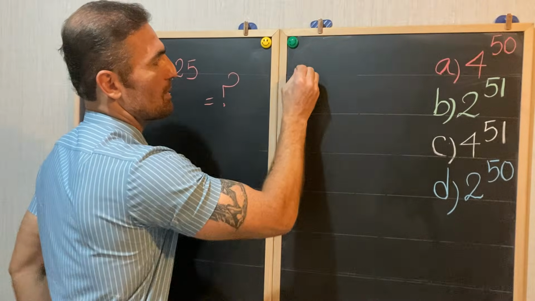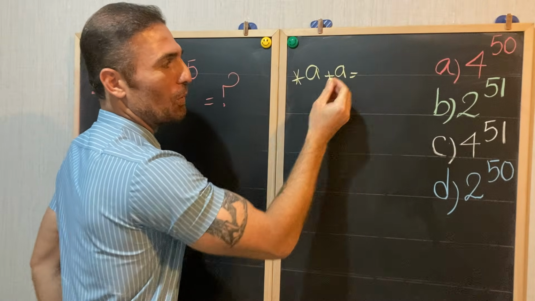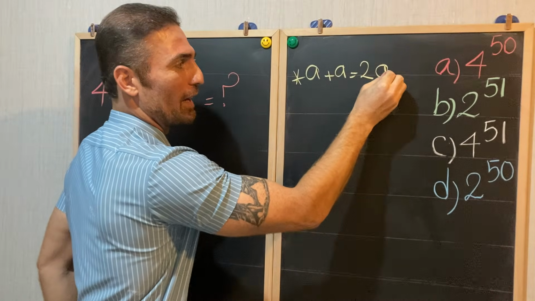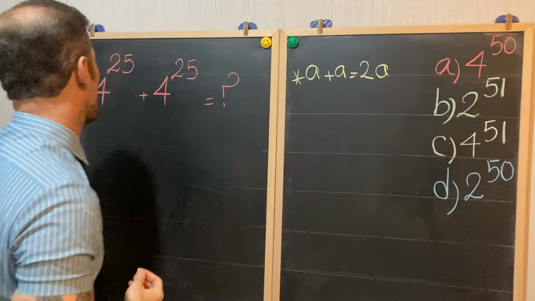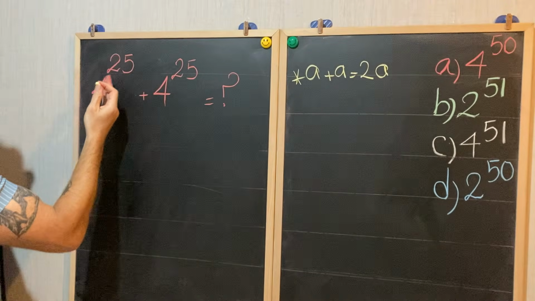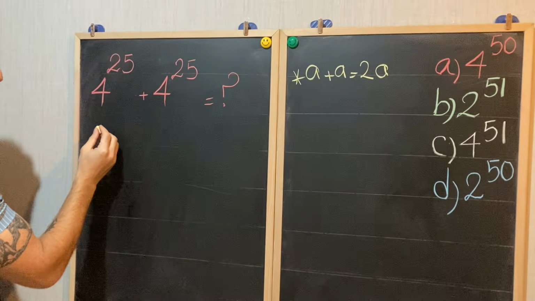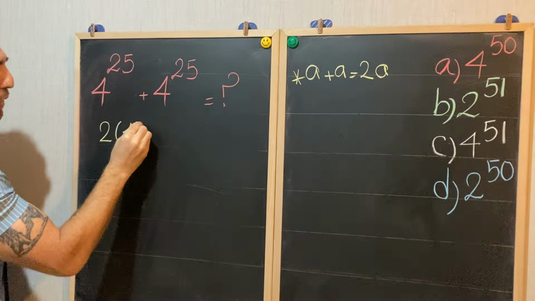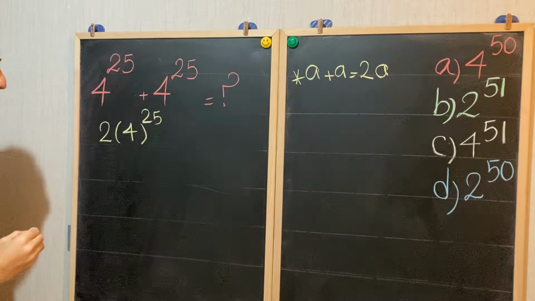It says a plus a equals 2a, right? Very simple but handy. Look, 4 to the power of 25 plus 4 to the power of 25. I want to rewrite it as 2 times 4 to the power of 25. But what is the next step?